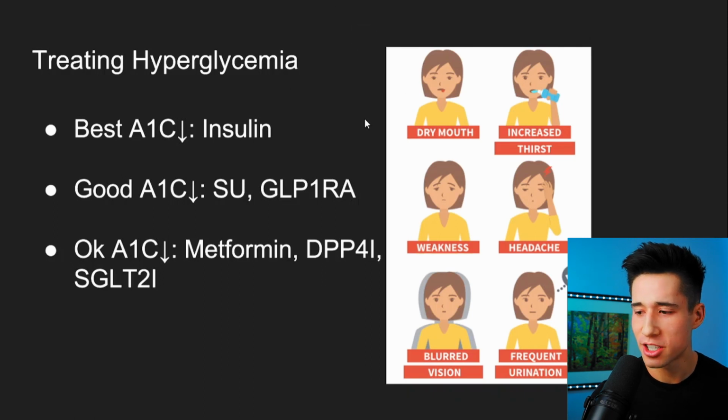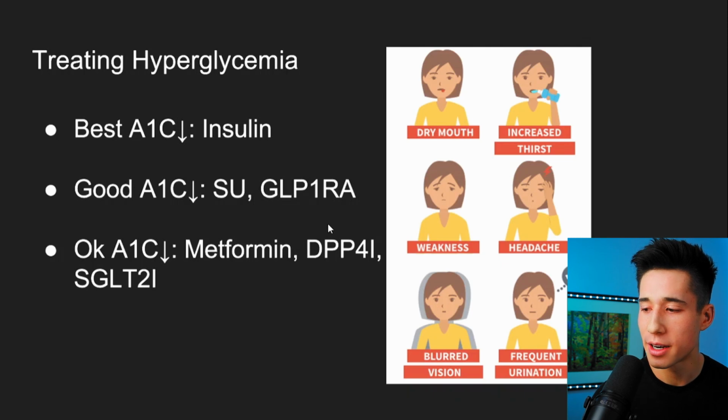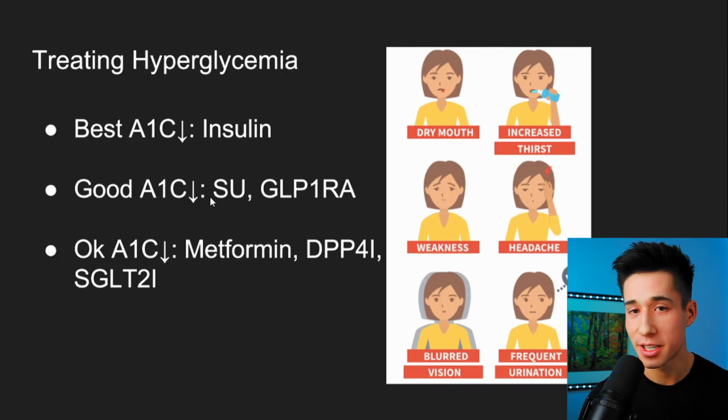So huge generalizations. You might find examples where metformin lowers A1c more than a sulfonylurea or vice versa. I'm just saying, on average, generally speaking, a sulfonylurea is going to lower your sugars more than a DPP-4 inhibitor, right? So that's what you should know when it comes to treating hyperglycemia.